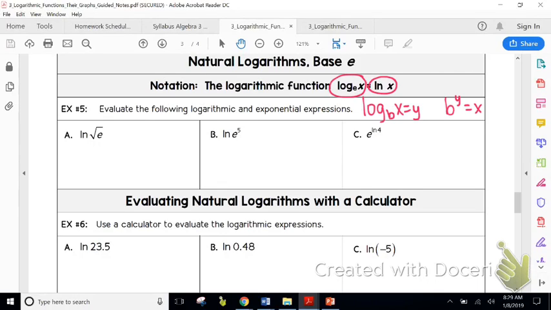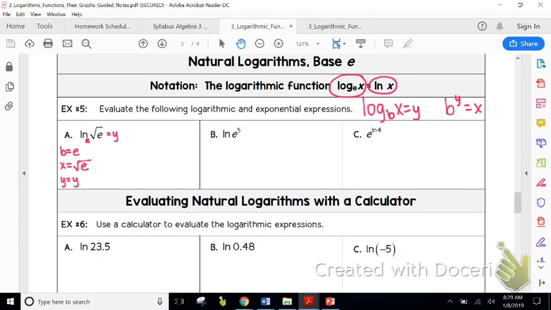So look at A. It's in log form, so we're going to set it equal to what? Y. And so what is my base? Yeah, it's not written, but it's ln, right? So it's got that little e right there that we can't see. Natural log has base e of x. What is my x? Square root of e. And what is my y?